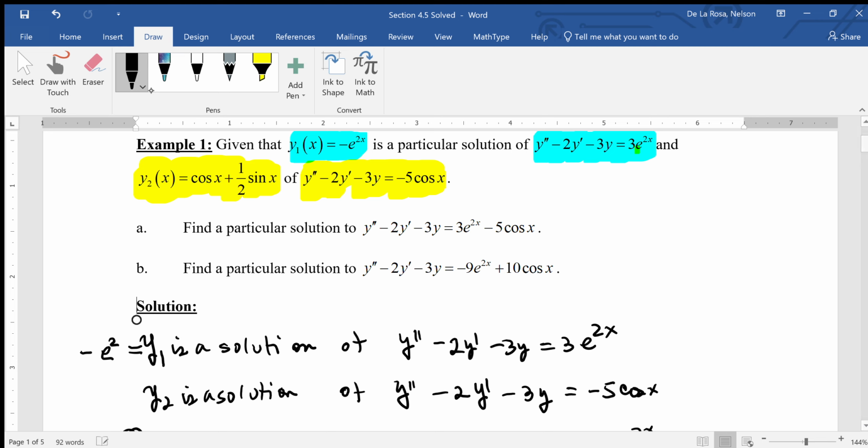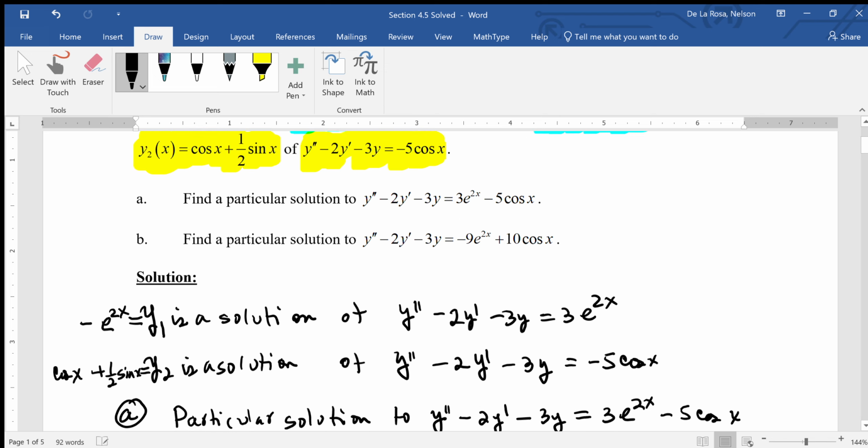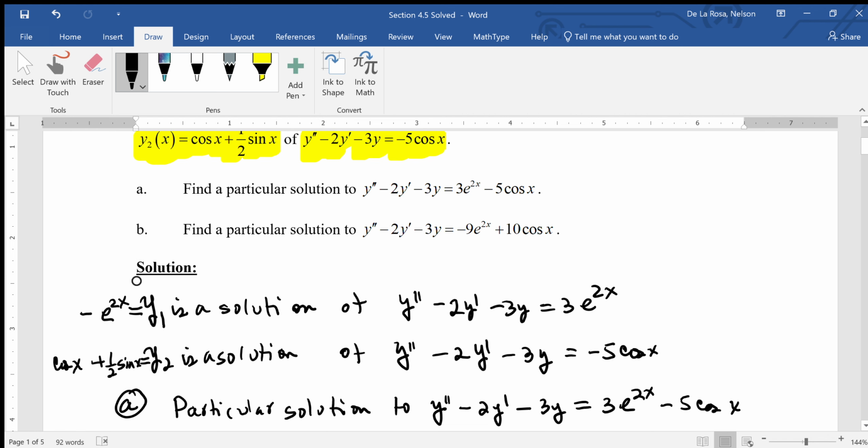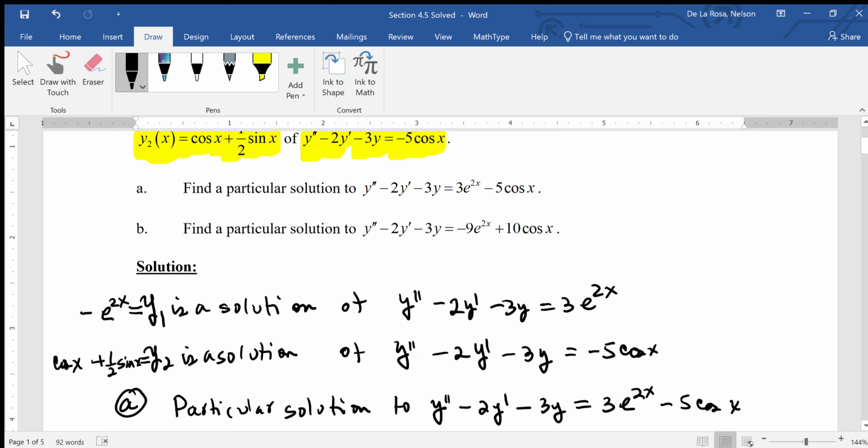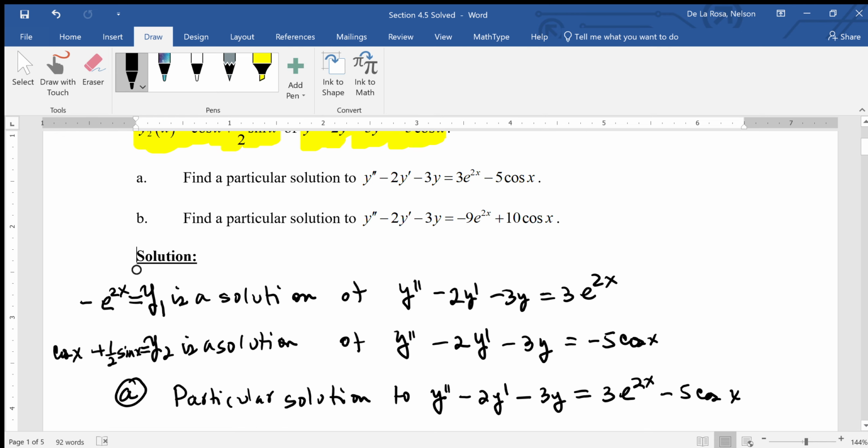e to 2x, and then y2 is cosine of x plus 1/2 sine of x. Okay, so these two are the respective particular solutions, as given in the problem, of the two differential equations. So we have to find a solution to the equation in part A.